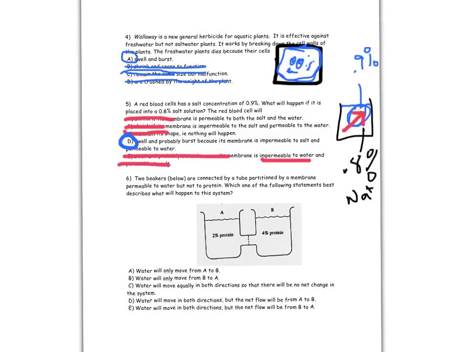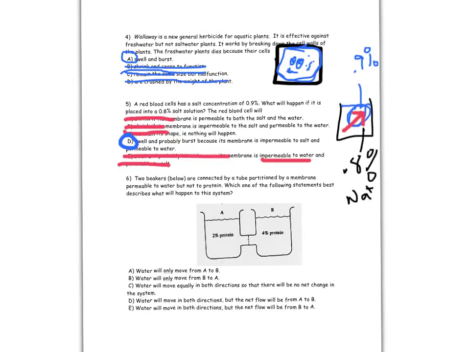And the next question says two beakers are connected by a tube. There's the tube. There's a membrane. Wait a minute, let me reread that. Connected by a tube, partitioned by a membrane permeable to water, but not to protein. So there's protein in here. Now we're not even dealing with glucose or sucrose or salt. We're dealing with a protein. The protein cannot go through. So something can't go through the membrane, but water can.